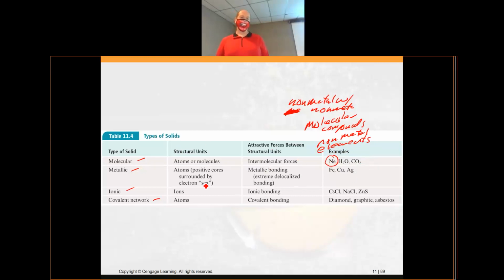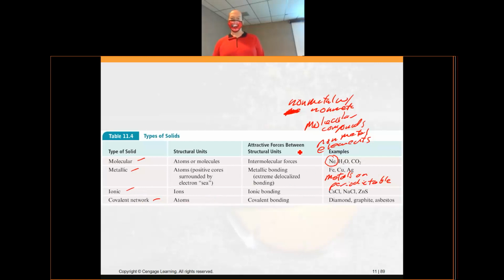All right, if you want a metallic solid, you simply take an element off the periodic table that's a metal, and you make it a solid. So this is just metals on the periodic table. Iron, copper, silver, gold, you can keep going, all the metals. Any metal on the periodic table would be a metallic solid.